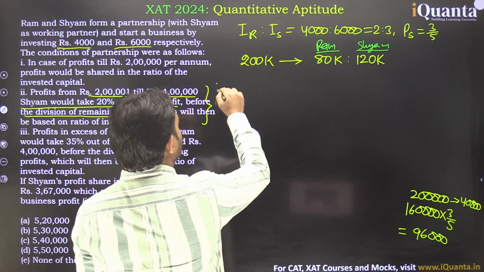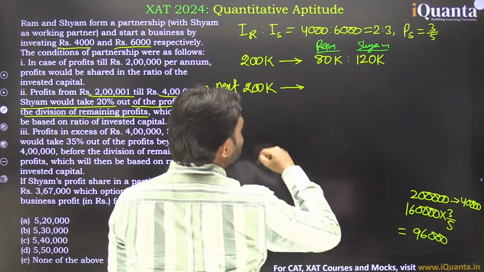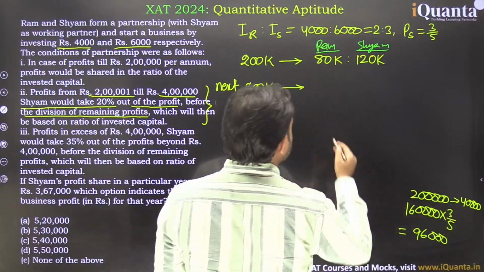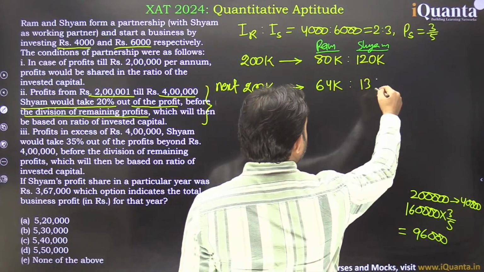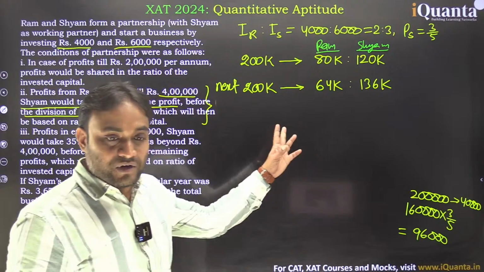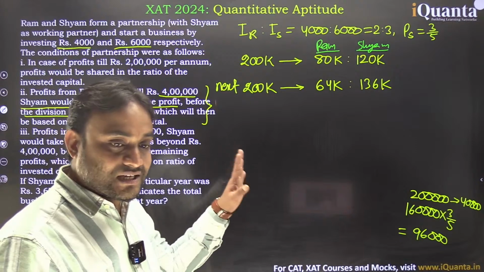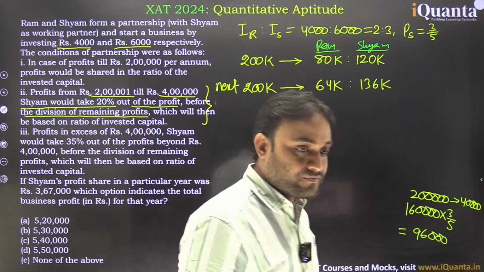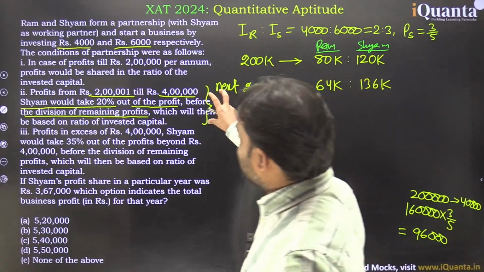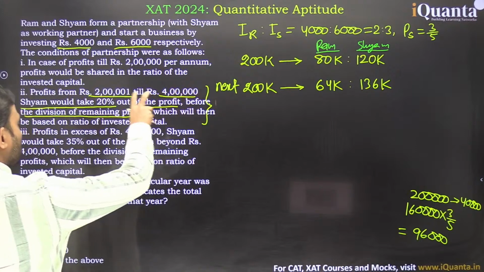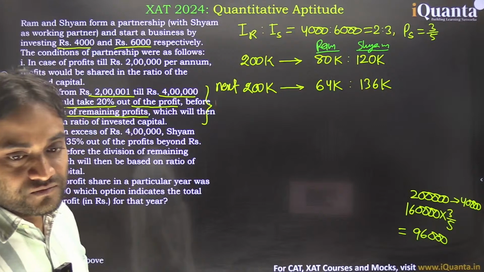So next 200K, this guy is getting 1 lakh. So this guy will get 64K, this guy will get 1,36,000. Is this clear to everyone? See, 64,000 and 1,36,000. Clear up to here? Is this clear? This given condition is only and only for these 2 lakhs, these 2 lakhs. Okay, right?